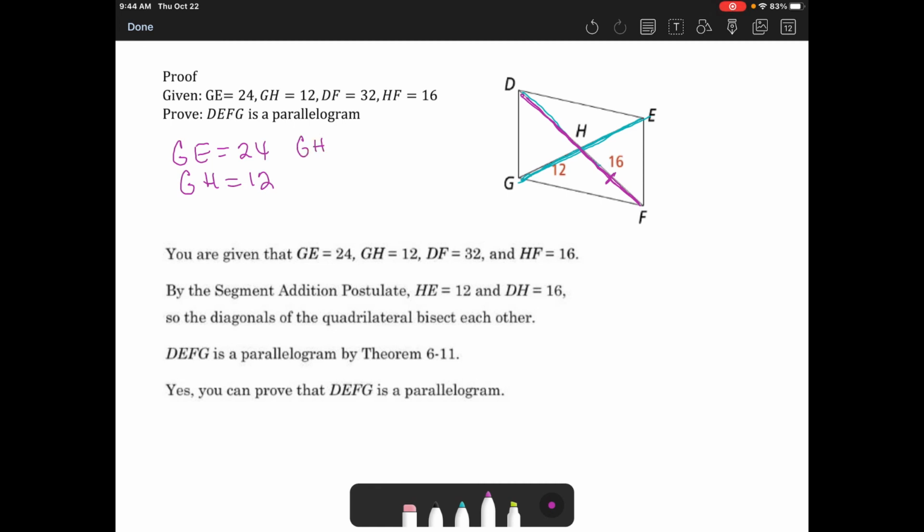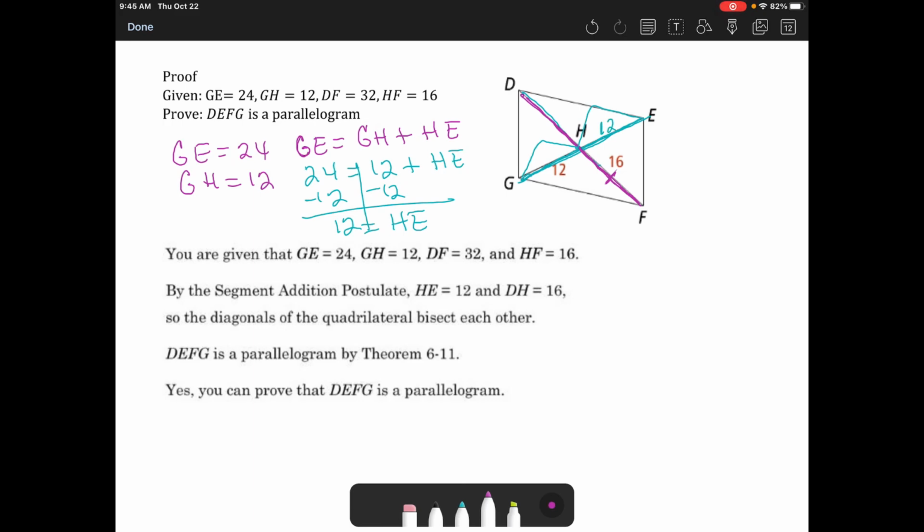So GE is equal to GH plus HE. Okay? That's by the segment addition postulate. So if I add this piece here with this piece, the total should be 24. So GH is 12 plus HE. So when we solve for HE, we find that HE is 12.